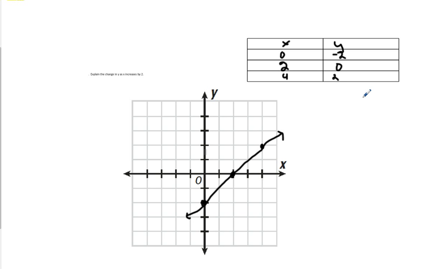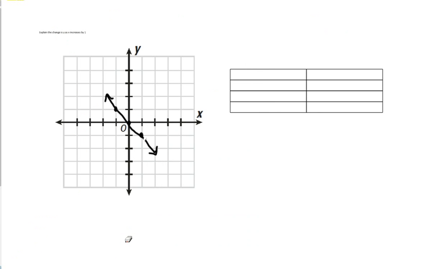Or you can say, well, how do I write the equation for this line? And remember, it's always y equals, because y depends on what happens to x. So how do I go from 0 down to -2? I have to subtract 2. So let's see if it works. 0 minus 2 is -2. 2 minus 2 is 0. 4 minus 2 is 2. So I could write y equals x minus 2. I can also write the equation for the line.